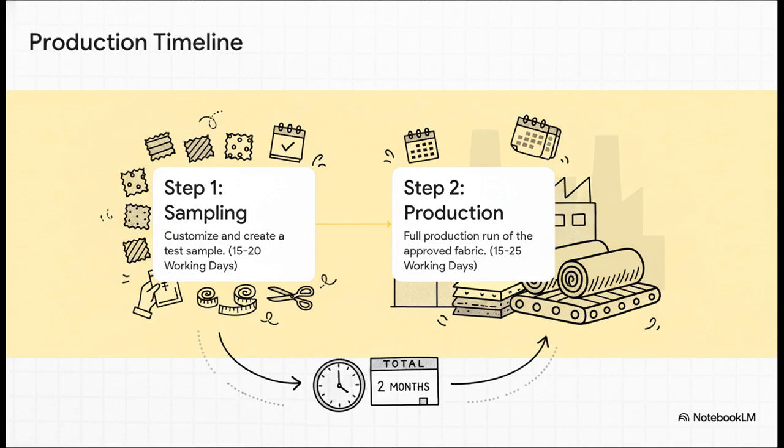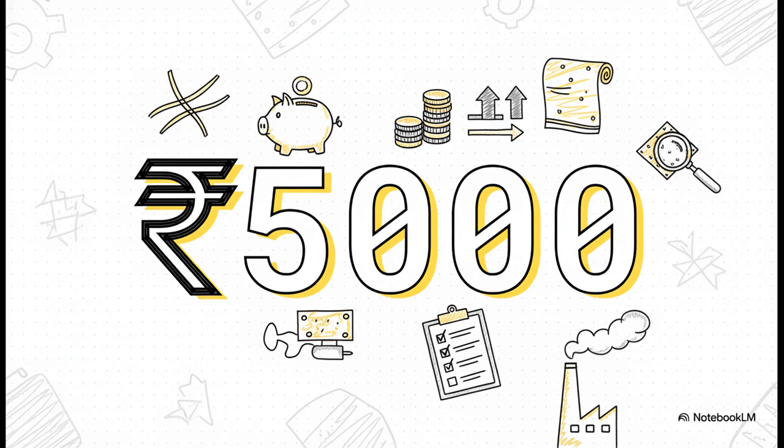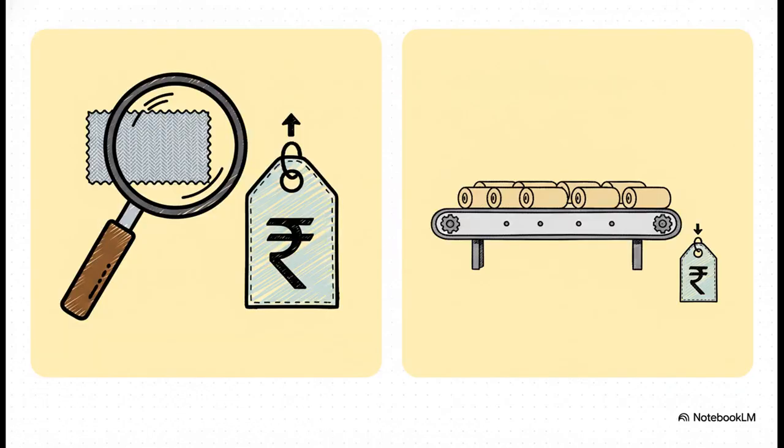Once you give that the big green light, the full production run kicks off. And that takes another 15 to 25 working days. So all in, you should probably budget about 2 months from start to finish. But before any of that can happen, you'll need to pay a sample charge. Honestly, you should think of this as a deposit to show you're serious. It basically covers the manufacturer's initial costs for the setup, the materials, and the labor to create that one-off sample just for you.